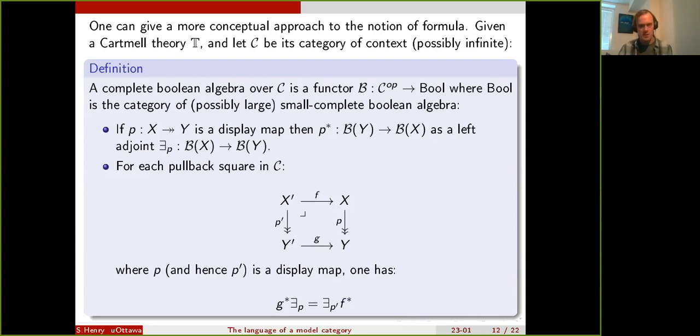Okay, so this is just a definition. I have this notion of Boolean algebra over C. These are special presheaves of complete Boolean algebras that have those left adjoints and satisfy those Beck-Chevalley conditions with respect to pullbacks of display maps. If you know about hyperdoctrines, it's very similar. It's just that in a hyperdoctrine you consider the Beck-Chevalley condition for all pullback squares and not just pullbacks along display maps. So if every map was a display map, that would be pretty much the same as a hyperdoctrine, or at least some kind of hyperdoctrine.